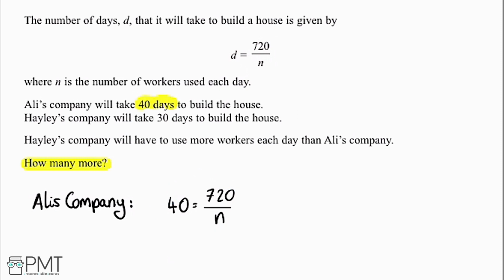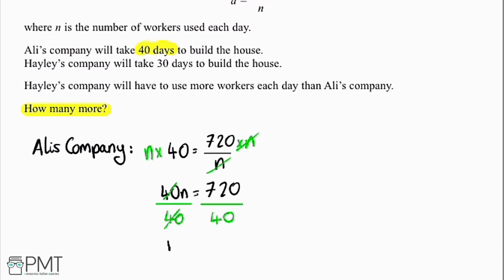If I multiply both sides by N, effectively these N's cancel, leaving us with 40N is 720. If I now divide both sides by 40, these 40's cancel, giving us N equaling 720 divided by 40. Popping that into the calculator, we get that that's 18. So Ali's company uses 18 workers.